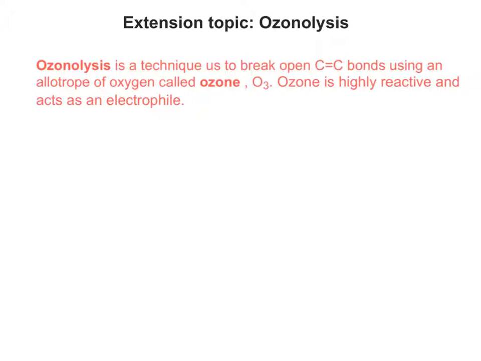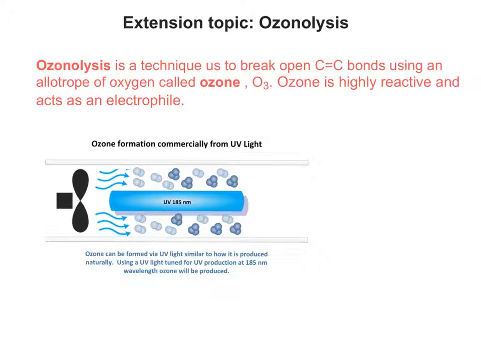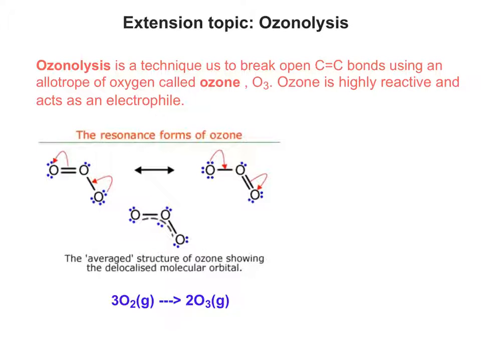It's a highly reactive molecule and acts as an electrophile in this case. It can be easily made commercially from UV light, and subjecting oxygen to UV light at a certain wavelength will allow the oxygen molecules to change from O2 to O3. Now, the problem with ozone is it's actually quite an unstable molecule.